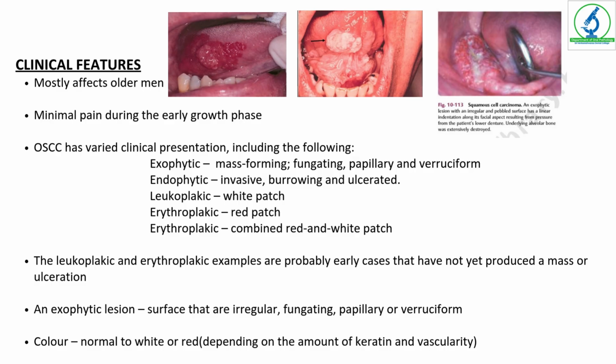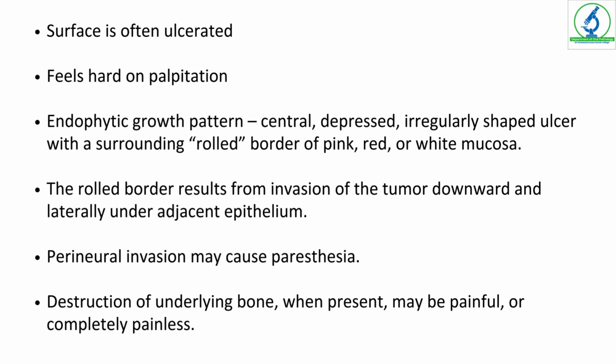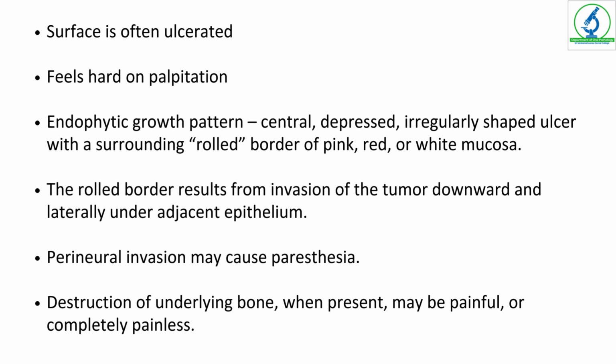An exophytic lesion has an irregular surface that is fungating, papillary or verruciform. Color ranges from normal to white or red, depending on the amount of keratin and vascularity. Surface is often ulcerated and feels hard on palpation.